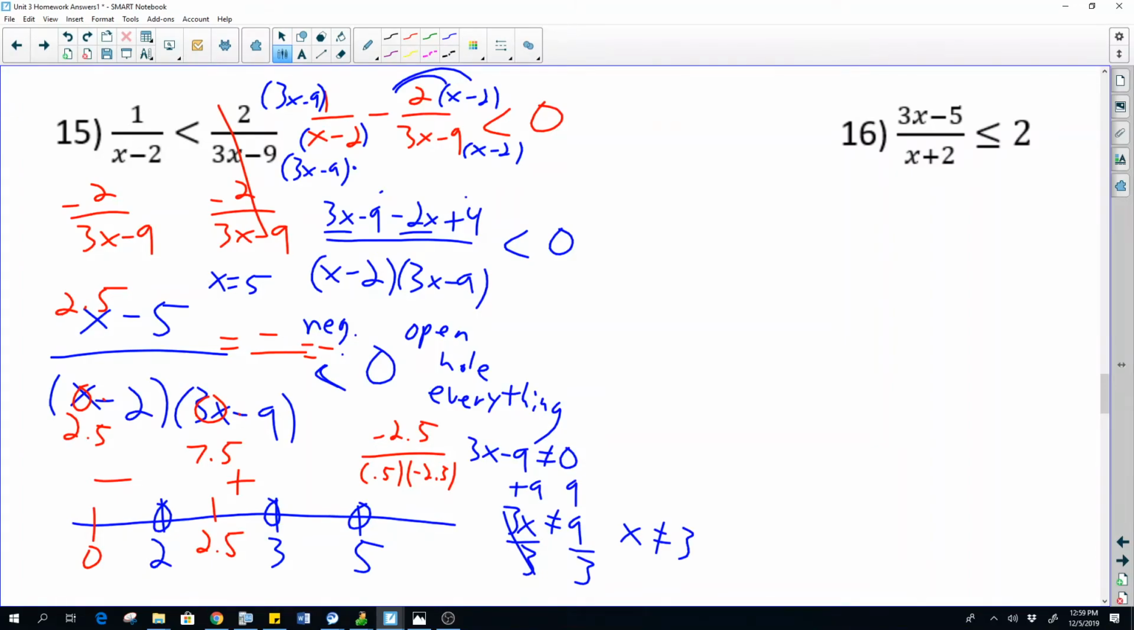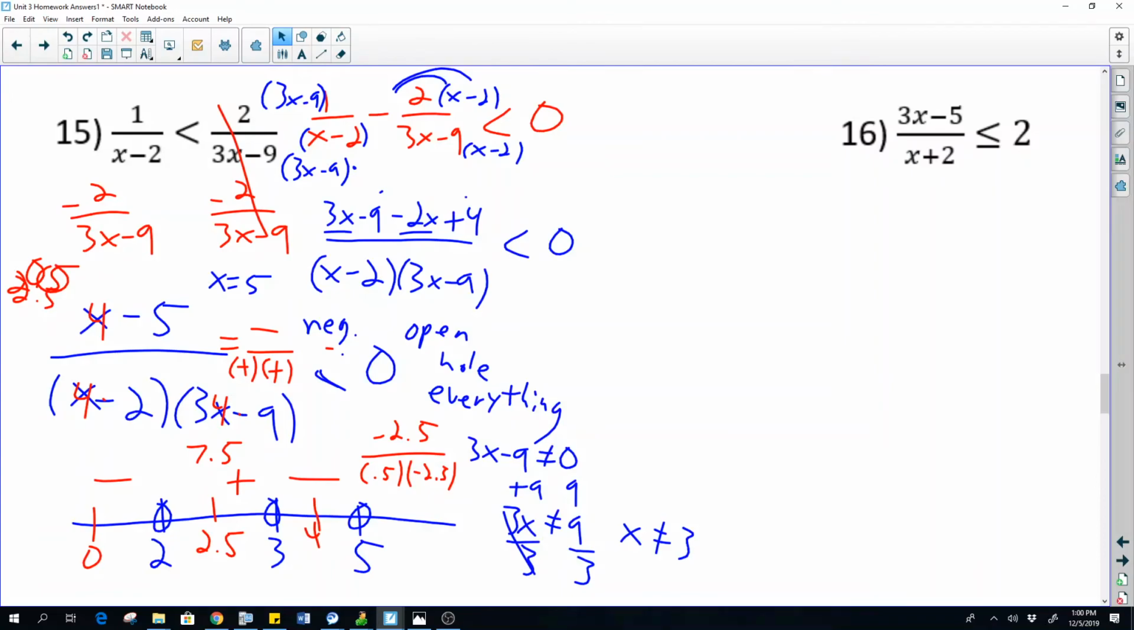Now we're going to plug in a 4, because that's another test point between 3 and 5. So 4 minus 5 is a negative on top. And then 4 minus 2 is 2. And 4 times 3 is 12 minus 9, so it's positive on the bottom. So negative over positive is a negative. And then plug in a 6 and you will get a positive, because it's positive over the top and positive on the bottom. Cool. So now we're just looking for all numbers less than 0.